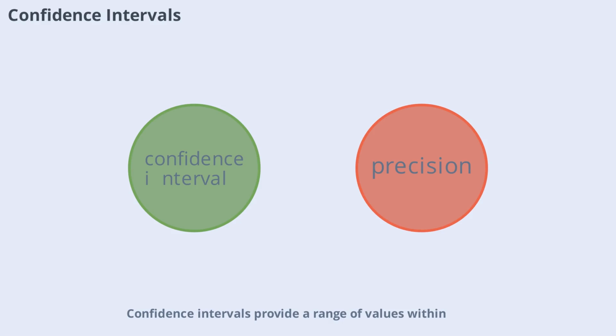Confidence intervals provide a range of values within which the true result is likely to fall. Instead of giving a single number, researchers use confidence intervals to express uncertainty and to show the precision of their estimates. This approach helps readers understand the reliability of scientific findings.